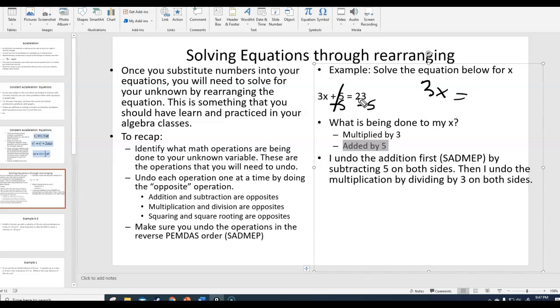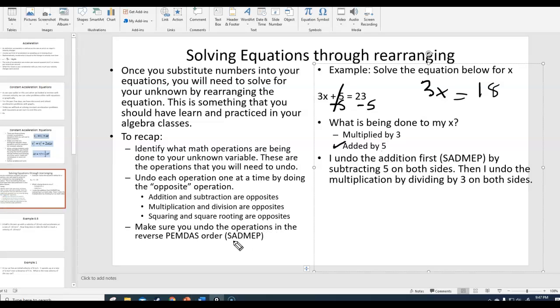On the right side, I have 23 minus 5, which is 18. And that's taken care of. Okay, now what else is being done to x? Well, it's also being multiplied by 3. Okay, so now I want to undo that.